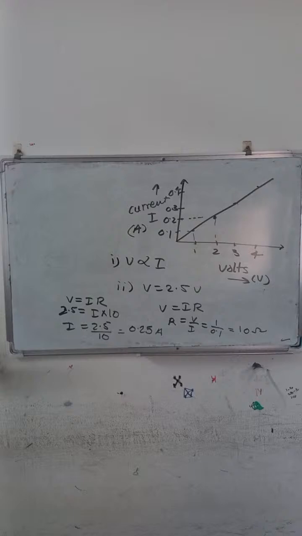Write down the next question. Draw a labeled circuit diagram to study the relationship between the current I flowing through a conductor and the potential difference V applied across its two ends, full stop.